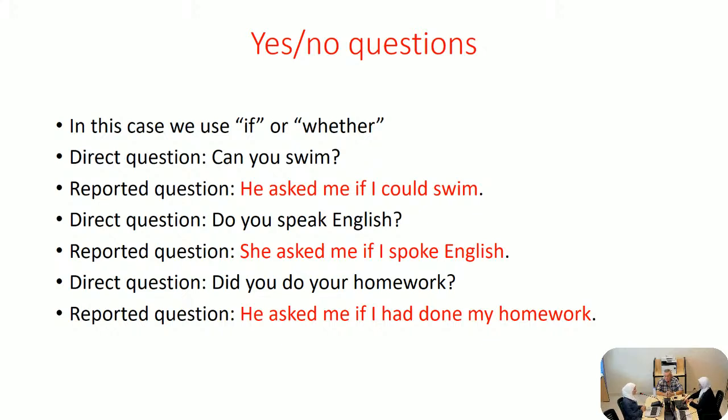We have another question. Do you speak English? Of course, we have to drop do. We change you to I, and we start with asked. So she asked me if I spoke English. Another direct question, did you do your homework? Here the auxiliary verb is did, which is in the past. So we drop it, and we change the tense into the past perfect. He asked me if I had done my homework. Did is past, so it goes to past perfect, had done. Had plus verb 3.